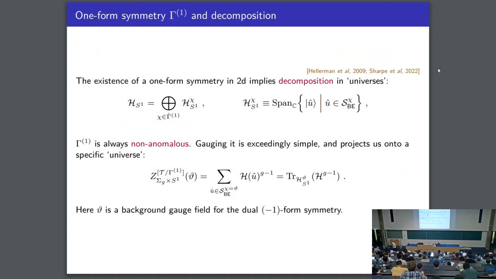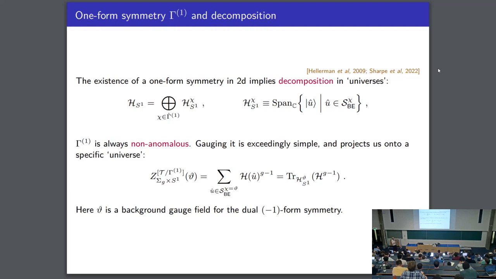An interesting aspect of one-form symmetry in 2D is also that they satisfy decomposition, something studied by Ehrman and collaborators, in particular Eric Sharpe, over the years, which is the fact that if I have a one-form symmetry in two dimensions, it's actually a direct sum of theories. In particular, the Hilbert space is a direct sum. Gamma 1 is also always non-anomalous in two dimensions, and then gauging it is pretty trivial. It will be projecting onto one of the universes of decomposition.